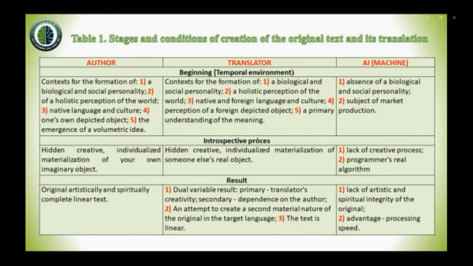Next, an attempt to create a second material nature of the original in the target language, and the text is linear. What about AI, the machine? The result is a lack of artistic and spiritual integrity of the original, and an advantage in processing speed.